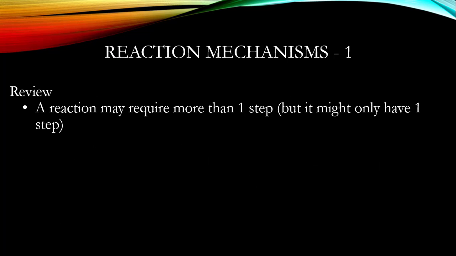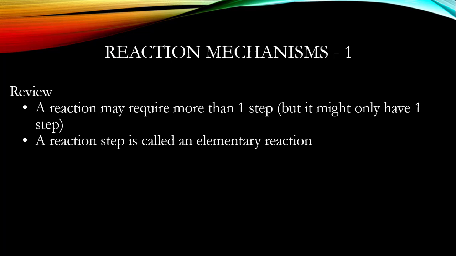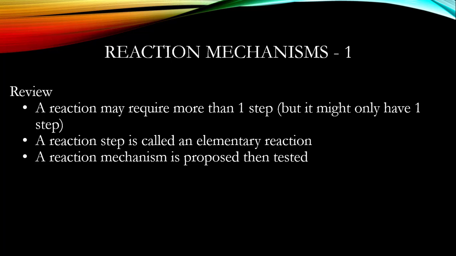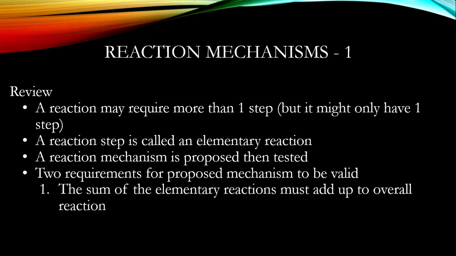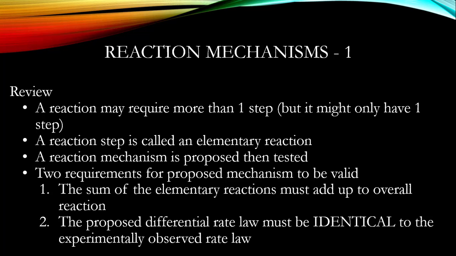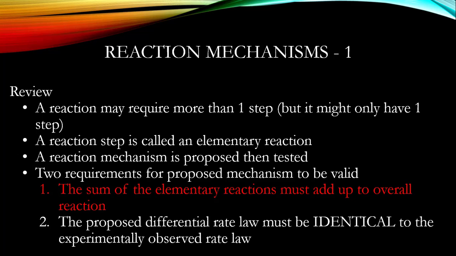So to review, a reaction may require more than one step, but it might only have one step. A reaction step is called an elementary reaction. Reaction mechanisms are proposed and tested, and there are two requirements which must be met for a proposed mechanism to be valid. The sum of the elementary reactions must add up to the overall reaction, and the proposed differential rate law must be identical to the experimentally observed rate law. And in this video, we only looked at the first requirement. Subsequent video will look at the second requirement.